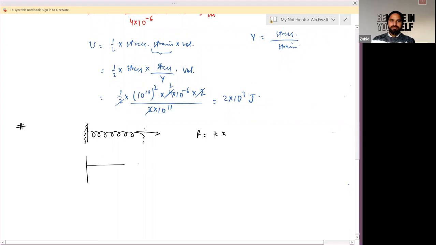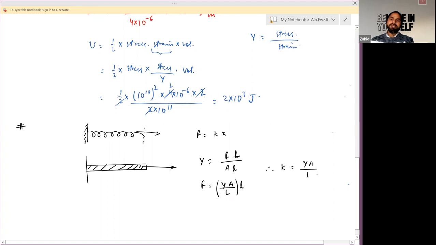Similarly, for a rod having length L, if you apply a deforming force along this direction, according to the relation, Young's modulus equals F times L divided by A times delta L. So we can write F equals YA divided by L times delta L. Just compare these two equations. So we can write spring constant equals YA divided by L. Is it clear? Yes, sir.